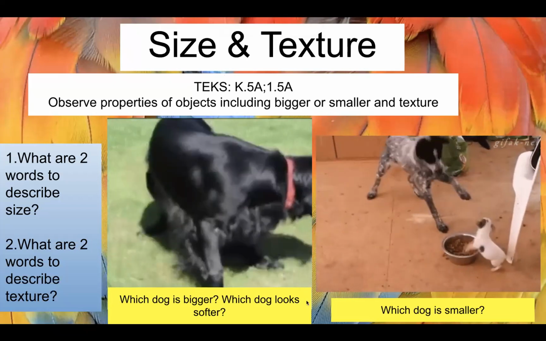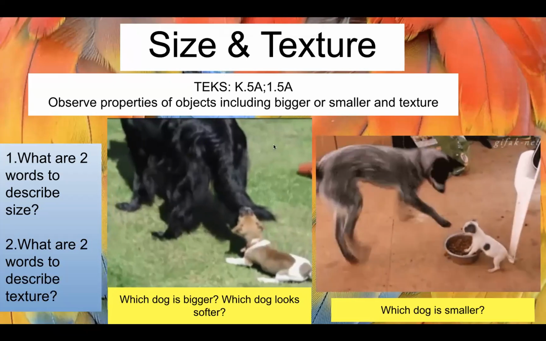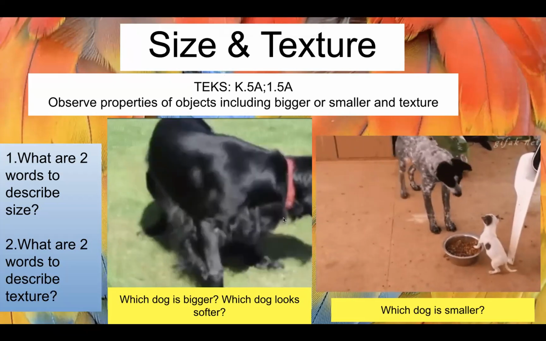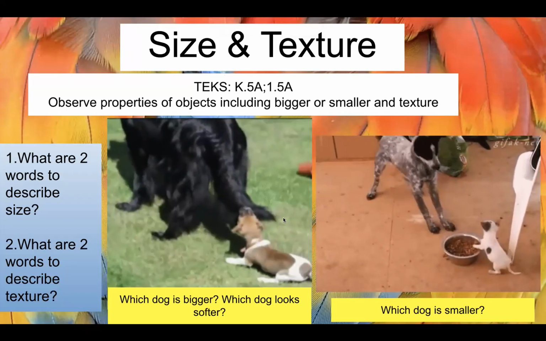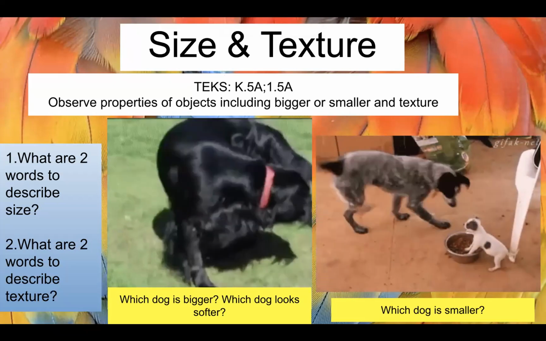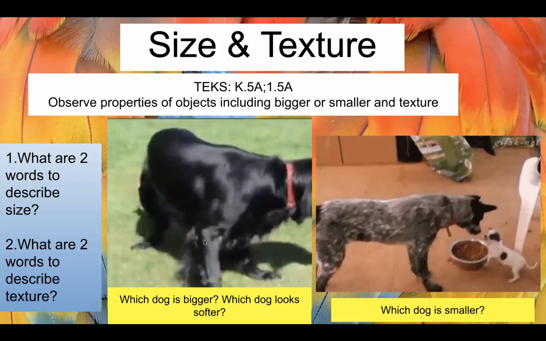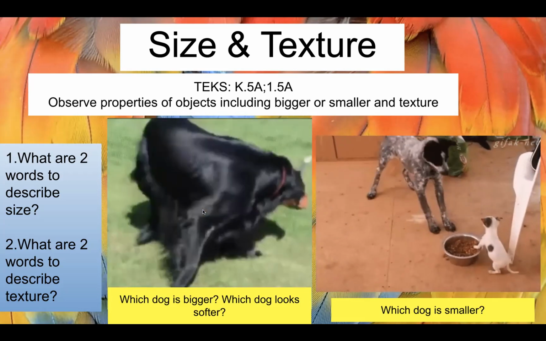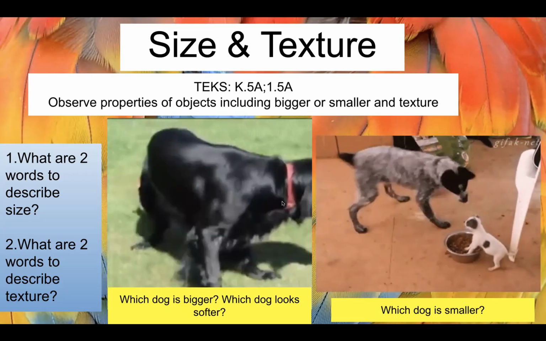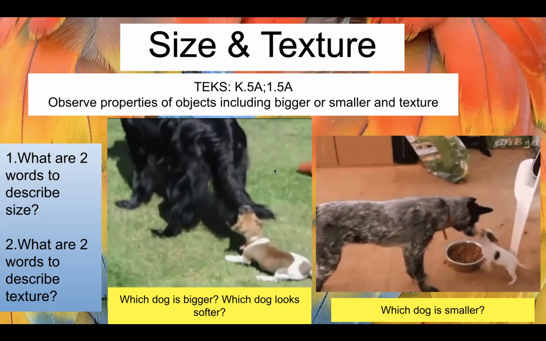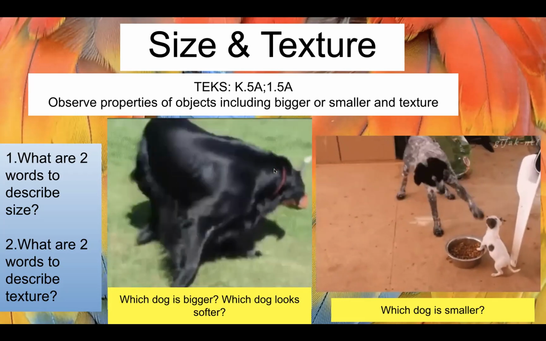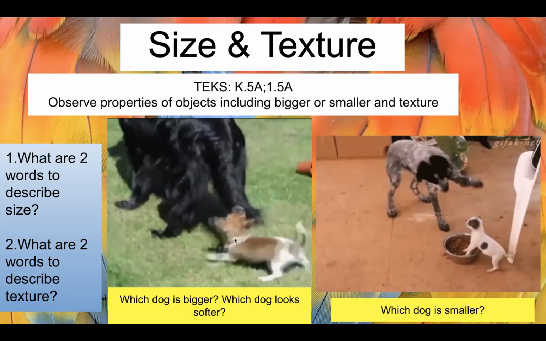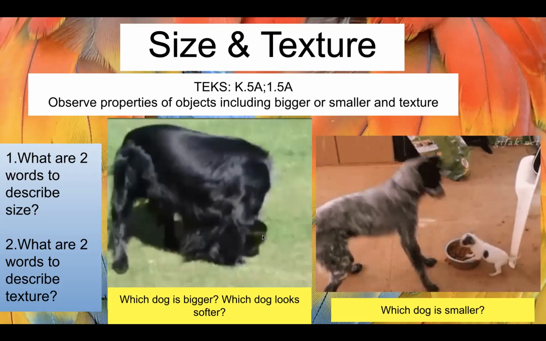So before we begin, let's look at these super cute little videos. The first little video, we have a black dog and a brown dog. So think about which dog is bigger and also which dog looks softer. So think about those two questions. And hopefully you guys said that the bigger dog is, of course, this black dog with the long black fur. And he's probably going to be the softer dog because his fur is much longer. And you can see that that little dog is hanging on to his tail.